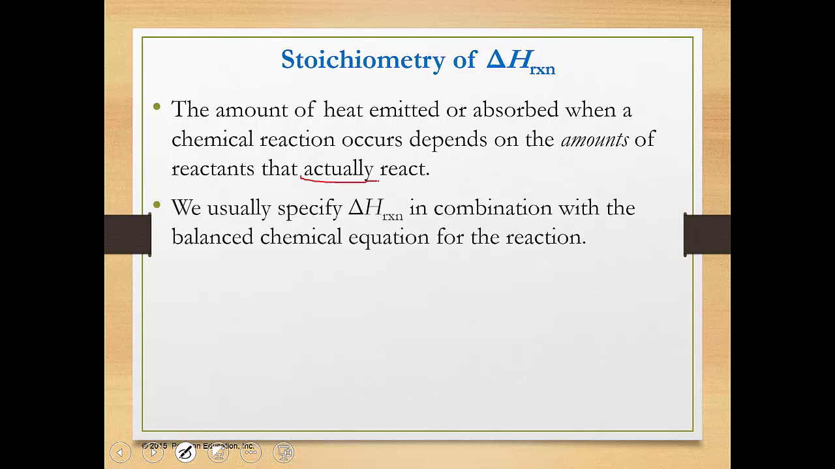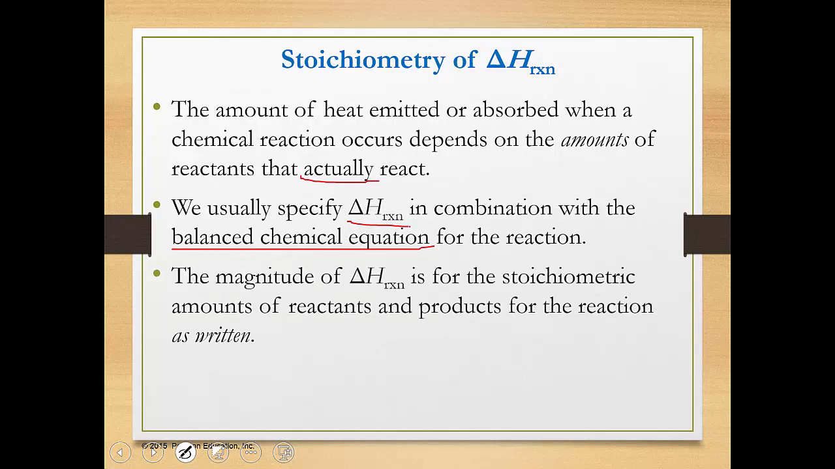Okay, so actually reacting. Now we usually specify the change in enthalpy of a reaction in combination with a balanced chemical equation. You usually get both pieces of information. If you're given one, you'll need the other, or it may give you enough information to balance an equation, but you'll need both. The magnitude for the heat of reaction is for the stoichiometric amounts, as we said, as written in the balanced equation. Okay, so that only applies to the equation they give you.